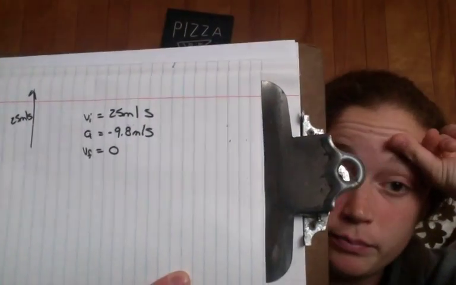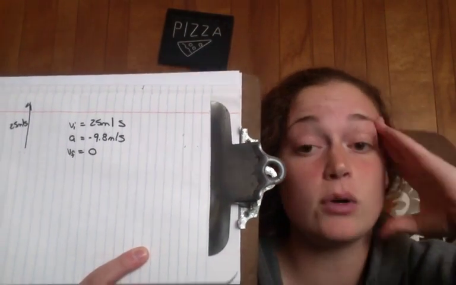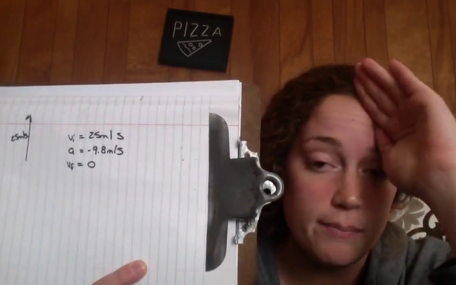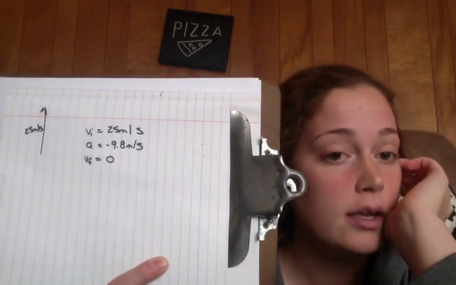It's a one-dimensional problem. Alright, so this is what we can assume. My initial velocity is 25, my acceleration is negative, because the initial direction is up, so gravity is always pulling down. And then my final velocity is 0. So if I solve for time, I use the same equation that I did in the last problem, which is VF equals VI plus AT.